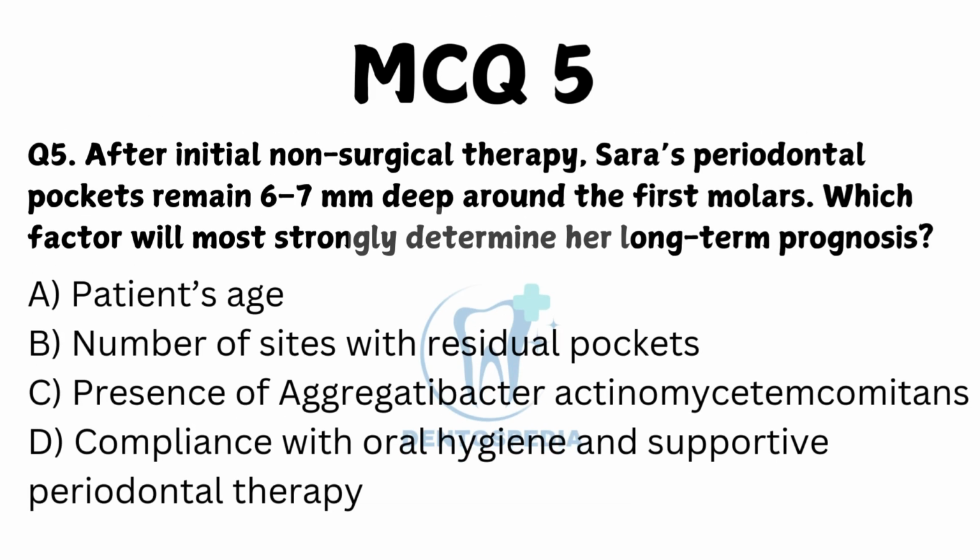Question 5. After initial non-surgical therapy, Sarah's periodontal pockets remain 6 to 7 mm deep around the first molars. Which factor will most strongly determine her long-term prognosis? Option A. The patient's age. Option B. The number of sites with residual pockets. Option C. The presence of Aggregatibacter actinomycetemcomitans. Option D. Compliance with oral hygiene and supportive periodontal therapy. Take a few seconds to decide.